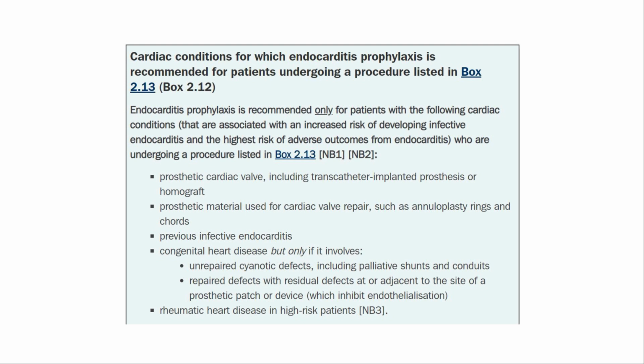So the point to take away from this is that the only people who should have prophylaxis are people undergoing certain procedures that are listed on the next page, and those people have to have either a prosthetic valve, or prosthetic material used for valve repair, so not a complete valve, but just replacement of the rings around it and such. They've previously had infective endocarditis. They have congenital heart disease, but it specifically has to be an unrepaired cyanotic defect or a repaired defect that's not fully functioning, or still a little bit of a defect.